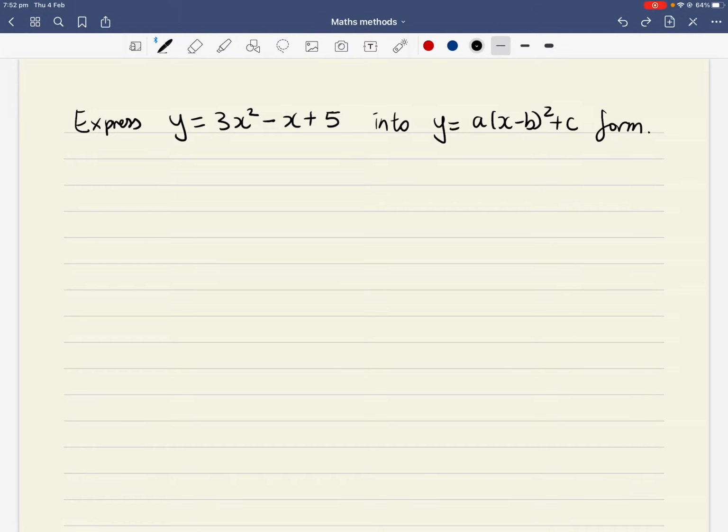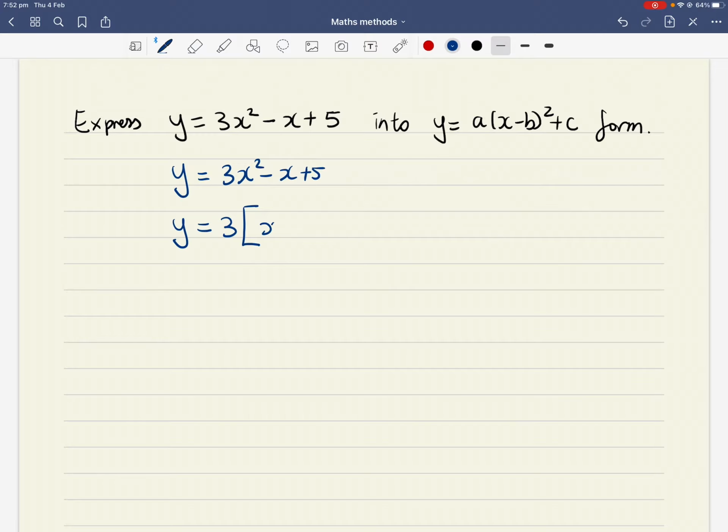Let's use completing the square to turn a quadratic into turning point form. So let's write down our equation that we're given, which is y equals 3x squared minus x plus 5. Because the coefficient of x squared is 3, which is not 1, this is a non-monic expression. So what we need to do is to factorize out the 3. So take the 3 out.